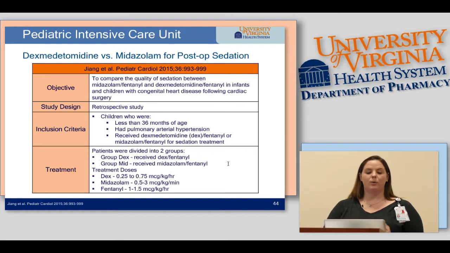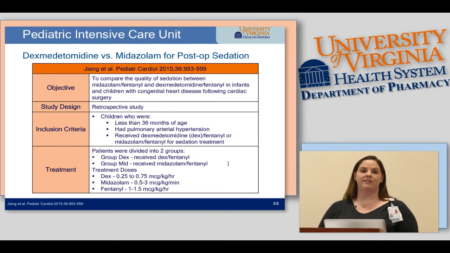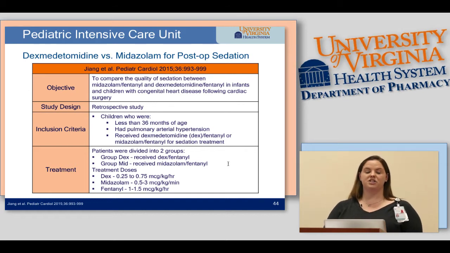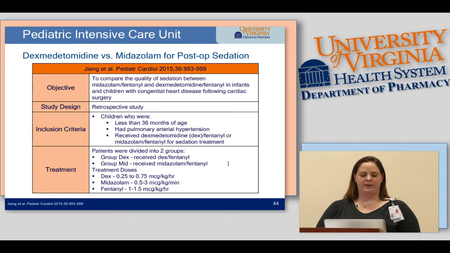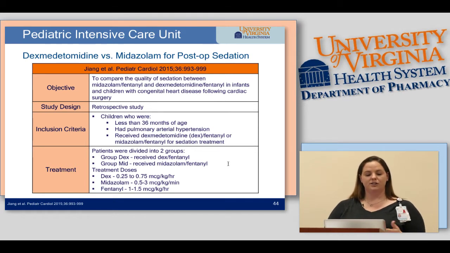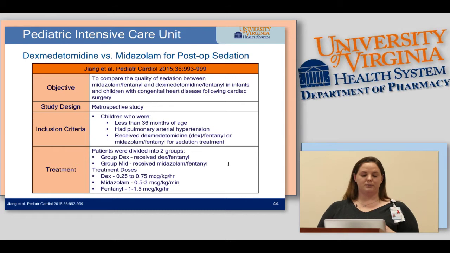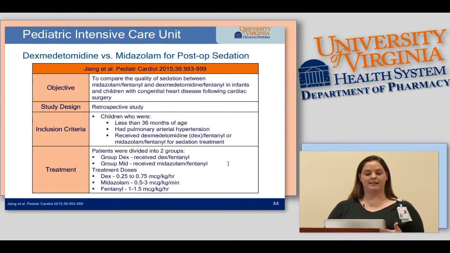So it was comparing the quality of sedation between patients that received midazolam and fentanyl versus those that received dexmedetomidine and fentanyl. And this was in patients with congenital heart disease following cardiac surgery. So this was a retrospective study, and I've listed the inclusion criteria there for you. And then the treatments, so they were divided into two groups.